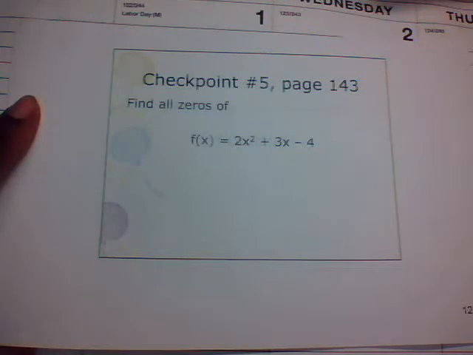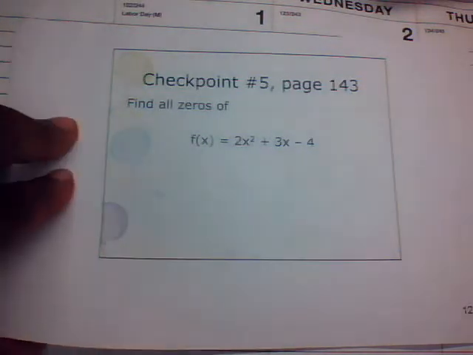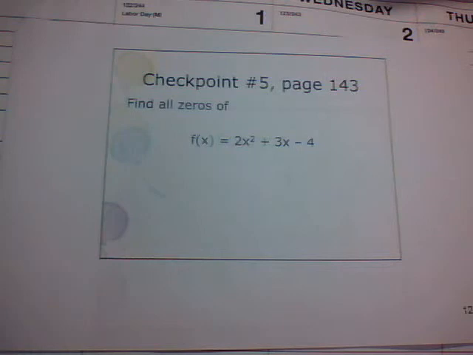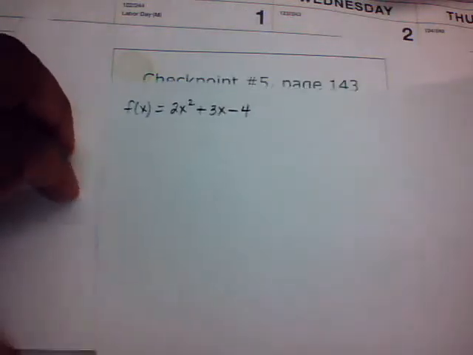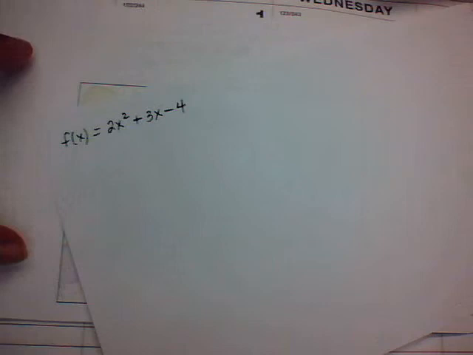Let's say in this problem we want to find all the zeros of this particular function. f of x is equal to 2x squared plus 3x minus 4. You can see that the coefficient of your x squared term is not 1. So that means we're going to have to divide.